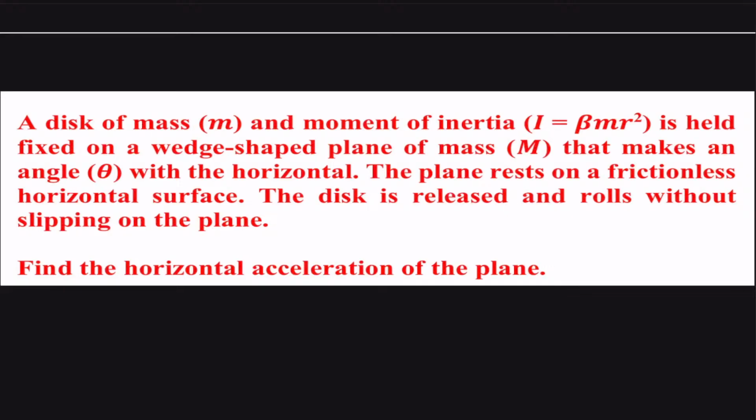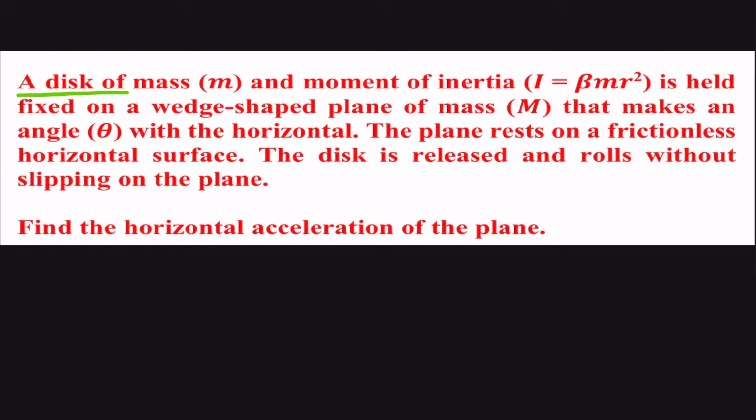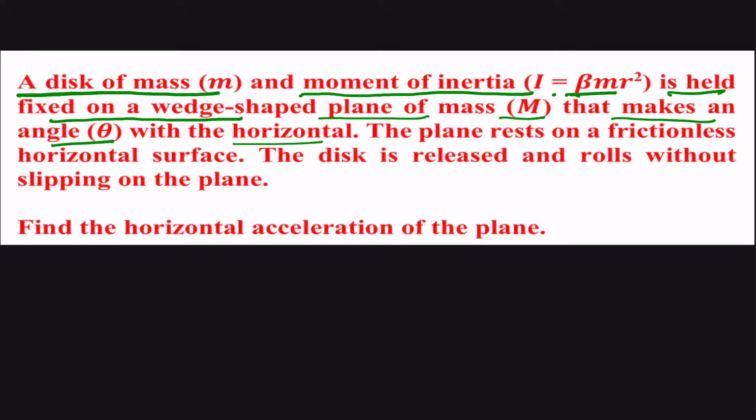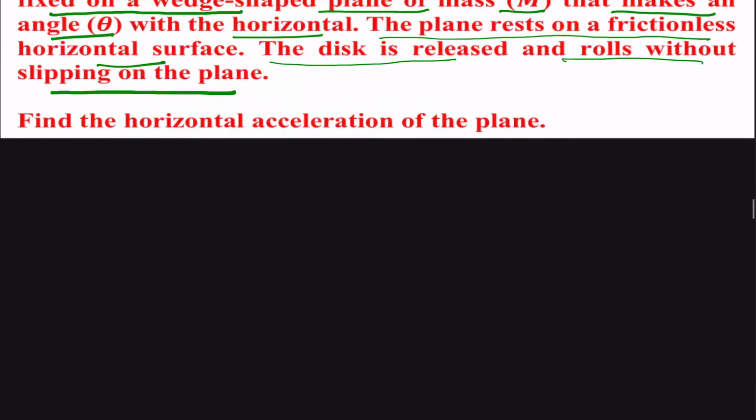And the first question states that a disk of mass m and moment of inertia I, which is given as beta m r squared, is held fixed on a wedge shaped plane of mass m that makes an angle of theta with the horizontal. The plane rests on a frictionless horizontal surface. The disk is released and rolls without slipping on the plane. Find the horizontal acceleration of the plane. In this case, we can just draw an approximate figure for the question.